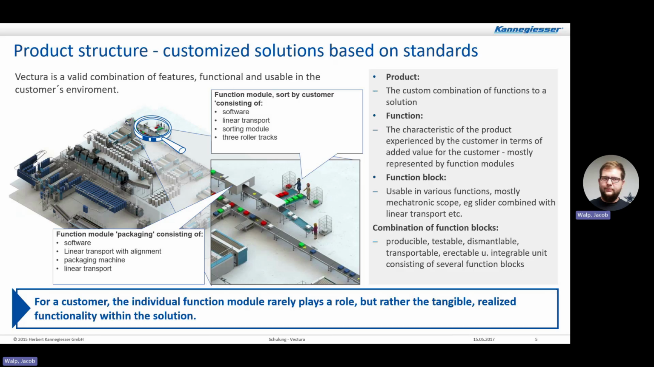Function: characteristic of product experienced by the customer in terms of added value for the customer, represented by function modules, which depending on what they want, the function module will vary based on what the customer wants. There in the example, you'll see function module sort by customer consisting of software, linear transport, sorting module, and 3 roller tracks. Or the function module of packaging consists of software, linear transport, packaging machine, and more linear transport.